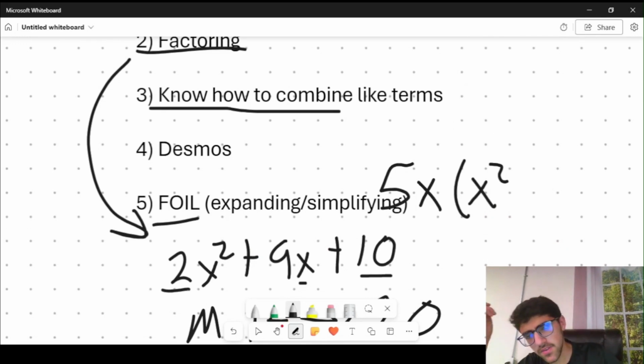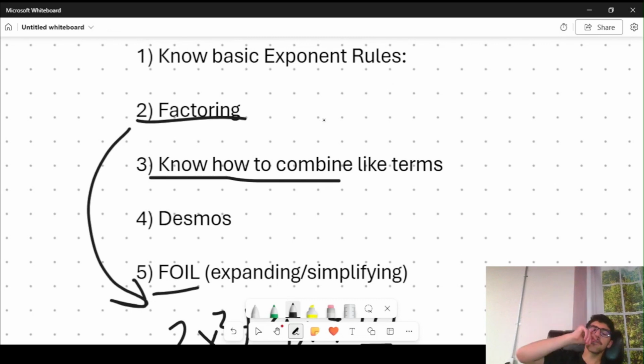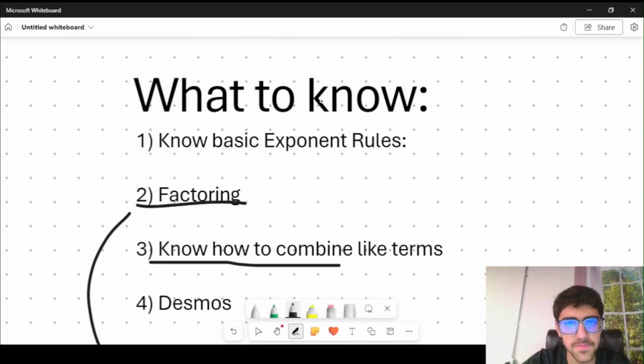You don't need Desmos for this, but sometimes if you're struggling to solve it, you could just plug in, if it's two variables, so if it's x and y, some questions you can use Desmos, just plug in all the solutions, see which one is equal. And I'm going to show an example of that later on. And yeah, that is pretty much it for what you need to know.